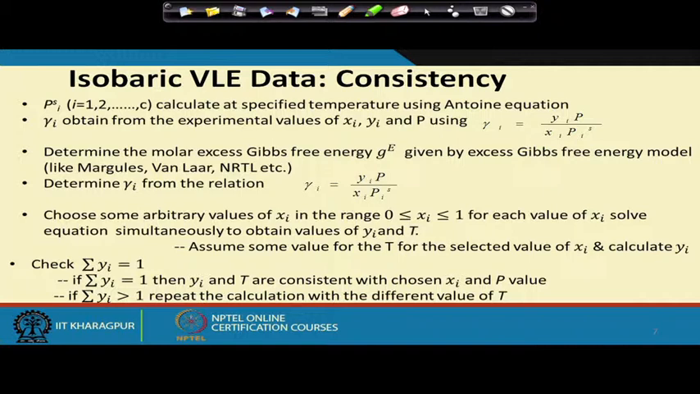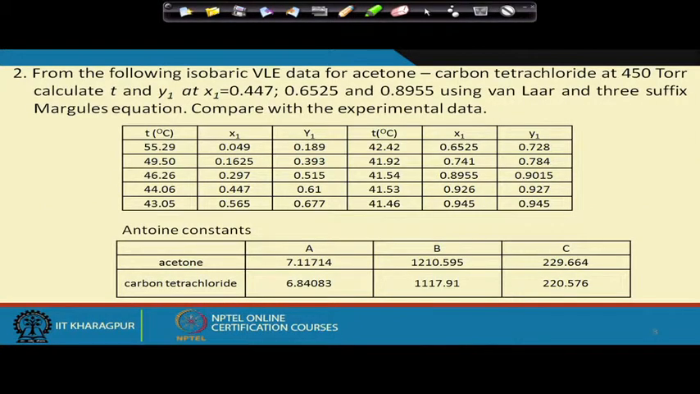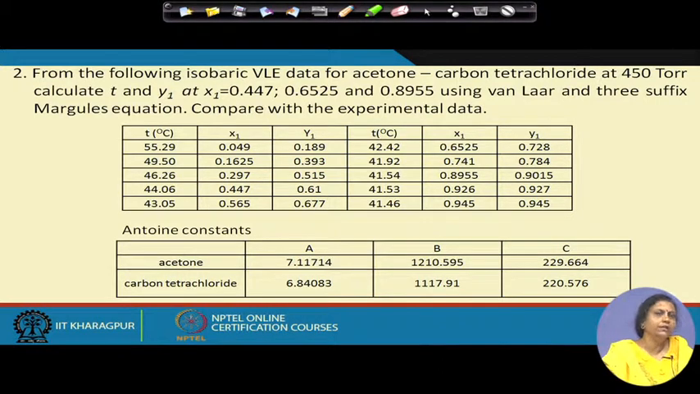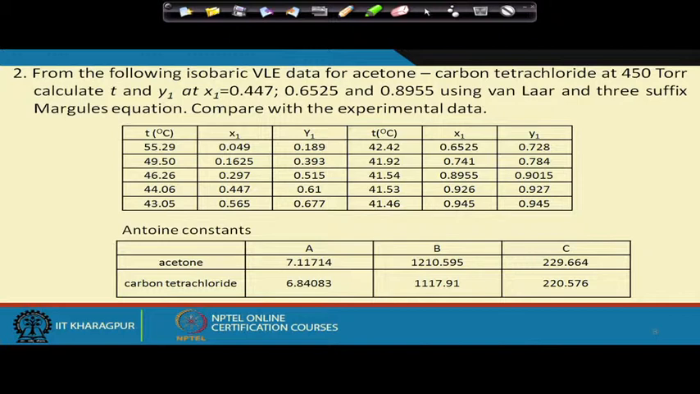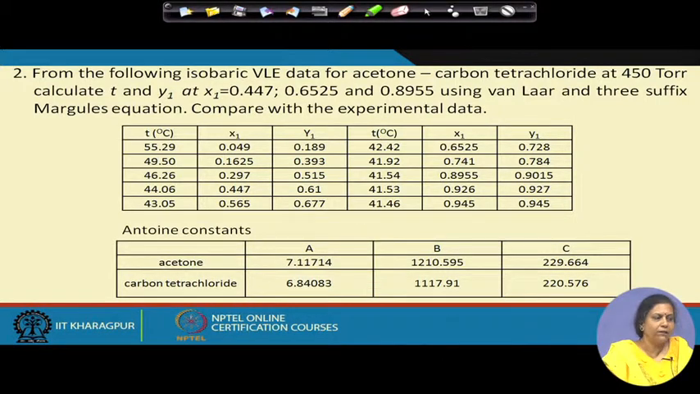The methodology for finding it out is mentioned in this particular slide, but unless we take up a specific problem, this is not going to be clear to you. So, we go for a second problem here. This is an acetone carbon tetrachloride mixture. It is almost the same as the previous one, just the previous one was isothermal data, this was isobaric data. You are supposed to use both the Van Laar as well as the 3-suffix Margules equation, and you are supposed to find out T and y1.